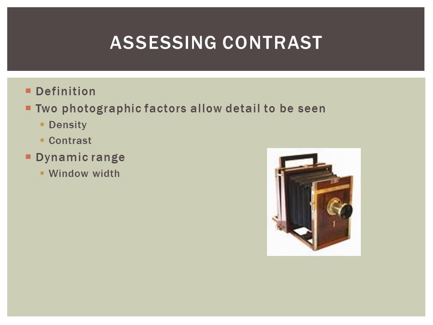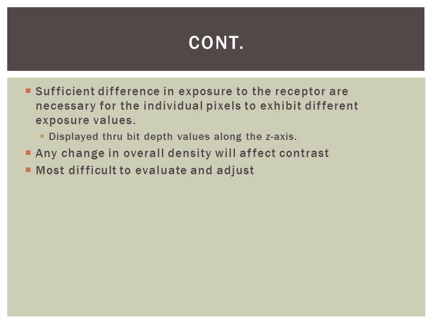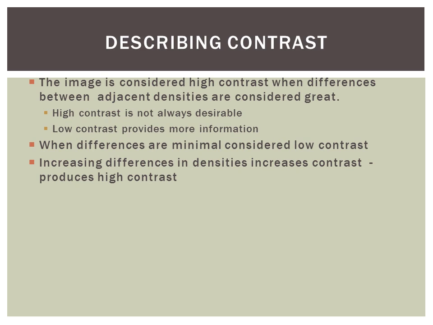Dynamic range for monitors, or soft copy, is window width. It changes density, brightness, and the image contrast. Sufficient difference in exposure to the receptor is necessary for the individual pixels to exhibit different exposure values. It's displayed through bit depth values along the z-axis. Any change in the overall density will affect contrast, which is most difficult to evaluate and adjust.